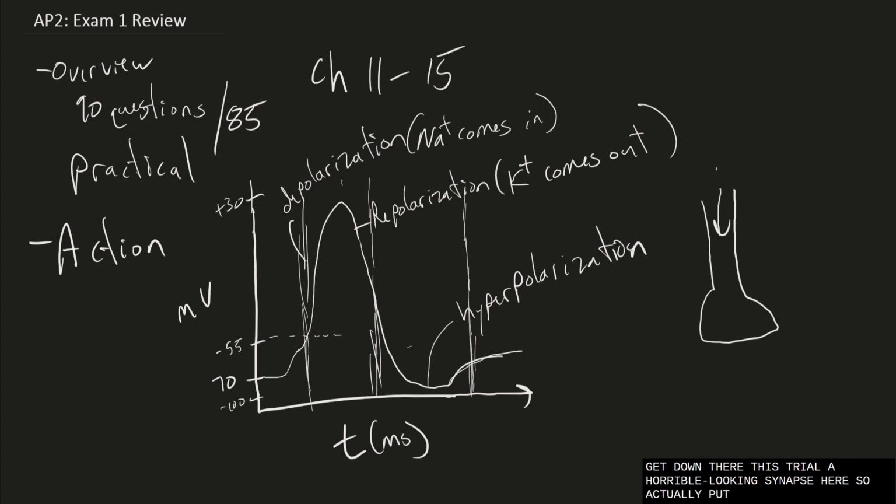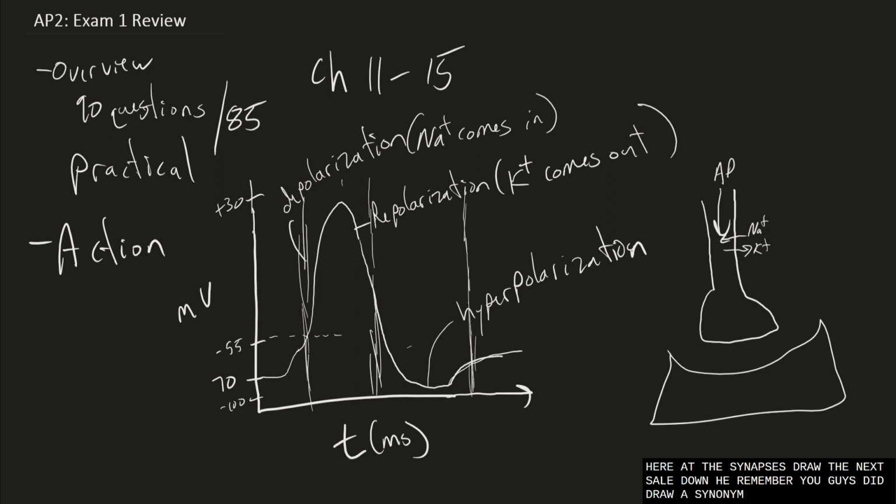So the action potential is coming down through here. You have sodium and potassium coming in and out. Sodium is rushing in, potassium is coming out. But then down here at this synapse, let's draw the next cell down here. Remember, you guys did draw a synapse too. Now remember, the cell doesn't end there. I'm just drawing that line there for simplicity. At the end of the synapse, the ion channels change. When that action potential reaches down here, calcium 2+ then rushes in.